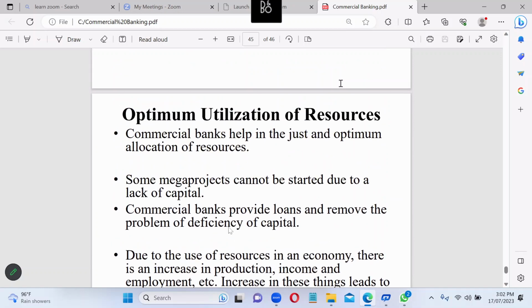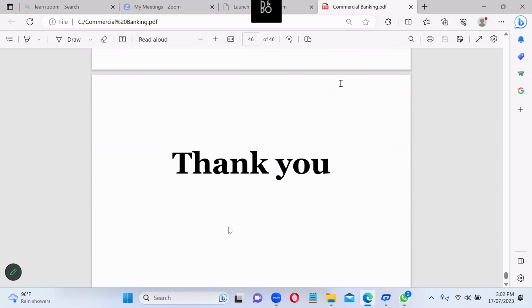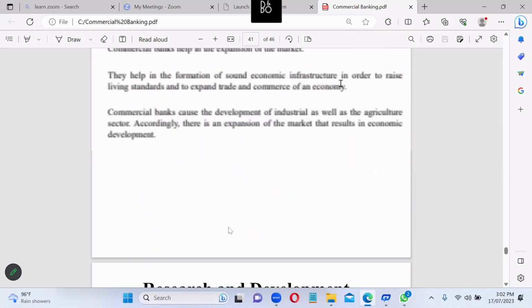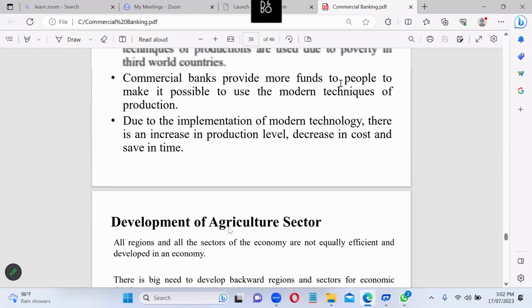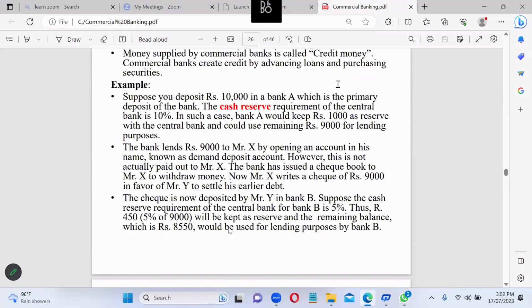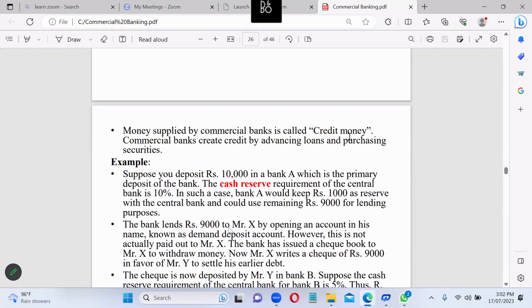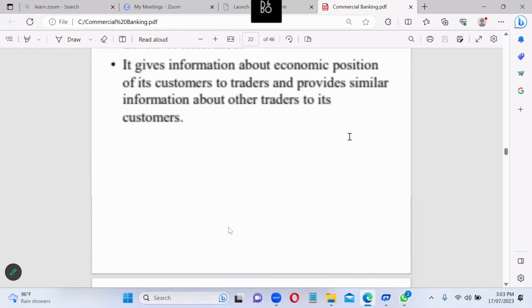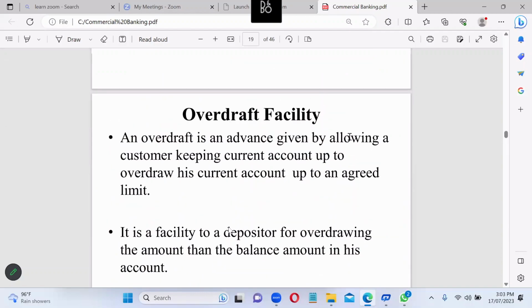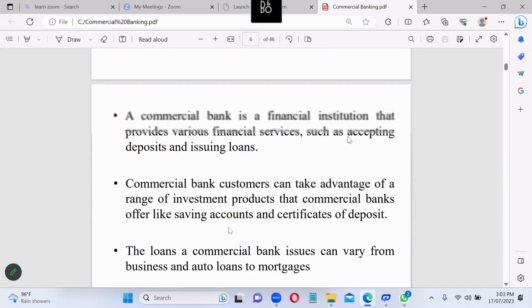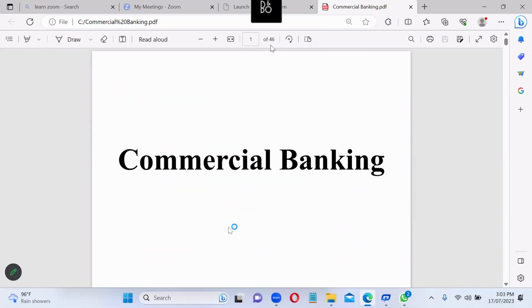Okay, these are the functions we have seen of the commercial bank. Does anyone have any doubt about these particular functions of the commercial bank, such as how commercial banks create money, or any other function? Whatever you want, you can ask and I will explain. This is the time for you. So students, please ask me questions and clear your doubts.